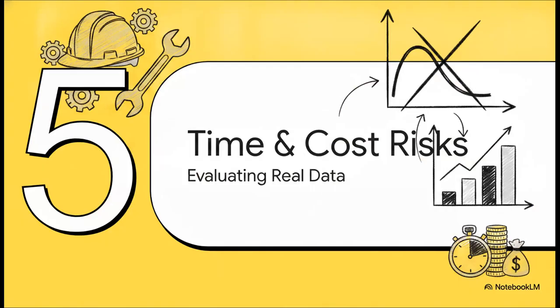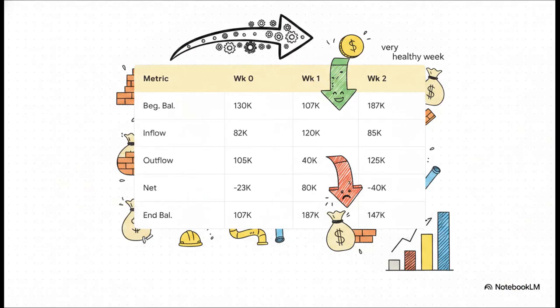Which brings us to Section 5, Evaluating Time and Cost Risks. Now we're shifting from the theory of the S-curve to the harsh reality of the job site. Let's trace the momentum line by line, using some real data across 3 weeks. You take your beginning cash balance, add your total cash inflow, subtract your total cash outflow, and boom, that gives you your net cash flow. Add that net to your beginning balance and you've got your ending cash balance. For example, in week 1, starting with $107,000 and ending with a healthy $187,000 thanks to a positive net cash flow. Now that is what a good week looks like.